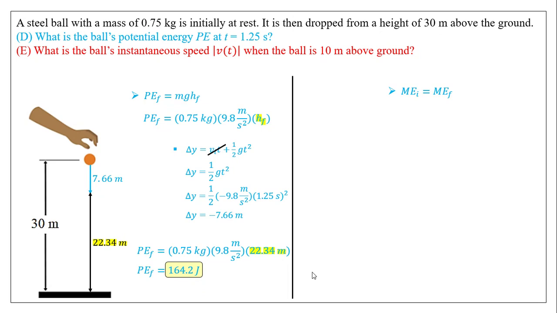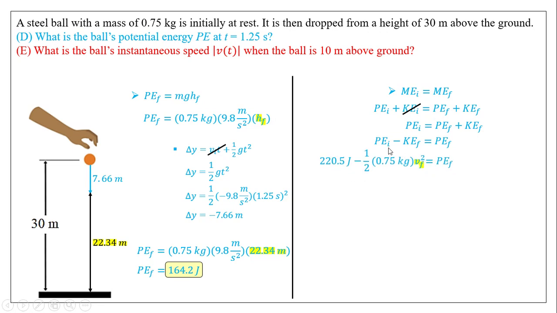Now, if you want to, you can also use conservation of mechanical energy, like I have here. MEI equals MEF, and then you can just start crossing things out. KEI is 0, and then PEI equals PEF plus KEF. PEF exists in this case because it's only fallen 7.66 meters, which implies that it's still above ground. All right, so if you actually solve for PEF, move KEF to the left side, which makes it minus. So here we can just expand it. PEI we already know from part A and B, right? The initial potential energy is 220.5 joules.